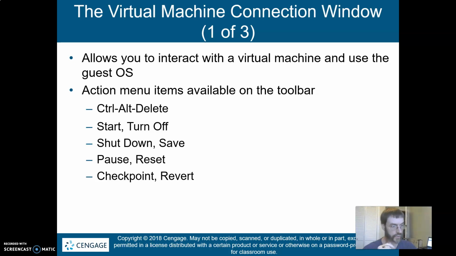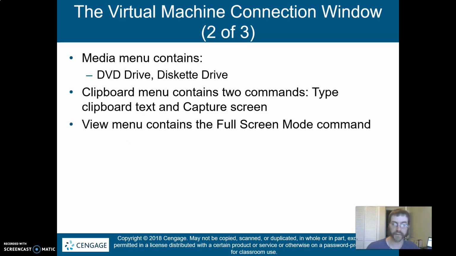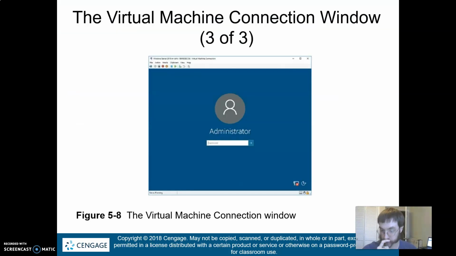You can also use your clipboard menu, rather, to move things back and forth, either capture the screen, say inside the VM, or type clipboard text, and then that'll pop up inside the VM. You can also put these things into full screen mode. And then full screen mode will basically capture at least as much of the screen as you have available to you. And then you'll have that blue trapezoid thing that really looks like a remote desktop connection, which unfortunately we don't have a picture of here. I will probably demo that at some point.